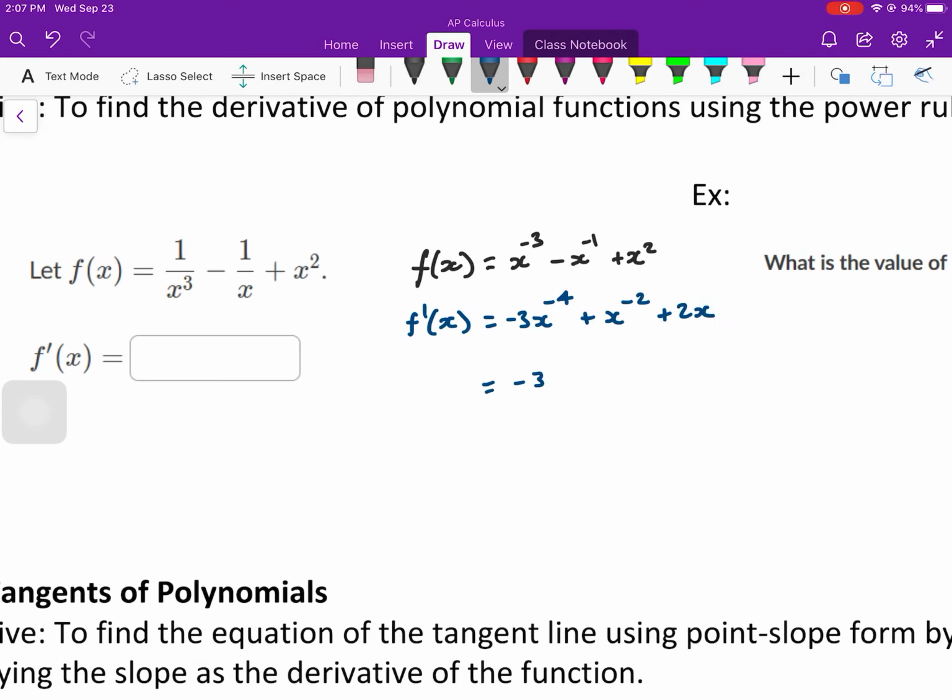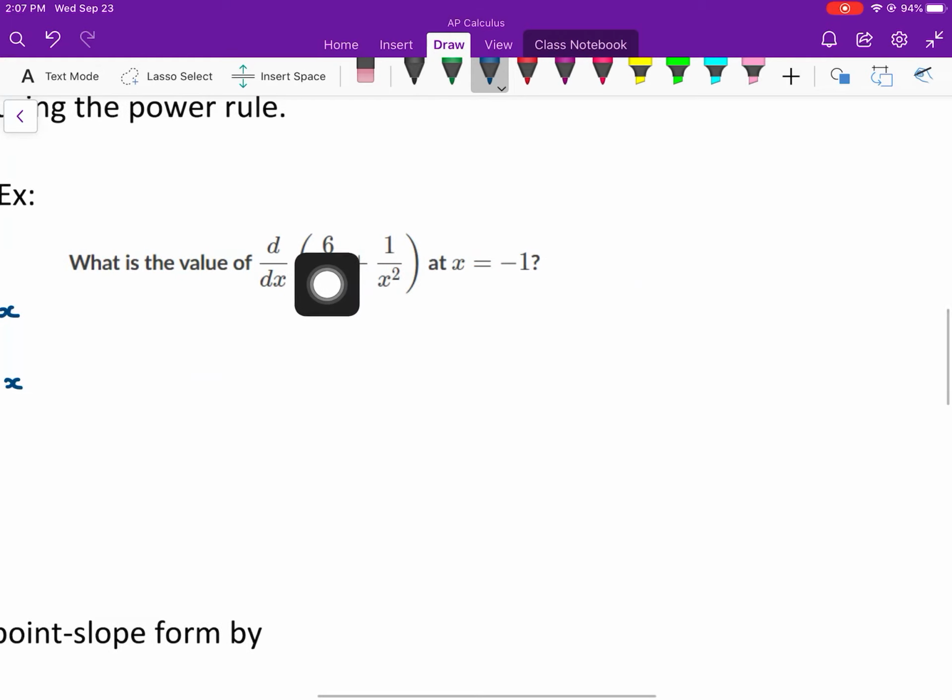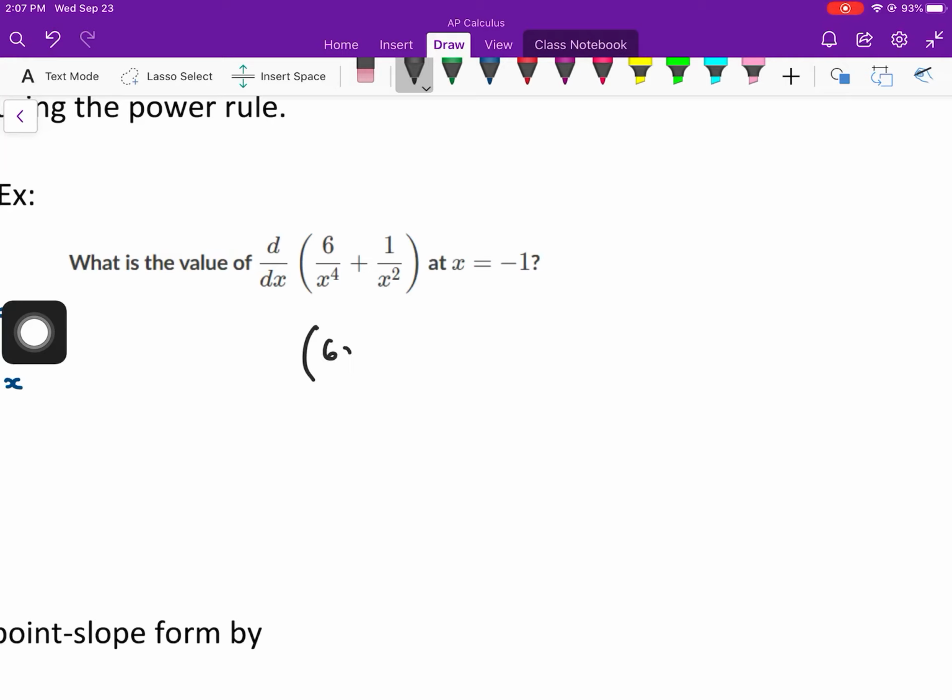And then we can rewrite that so it becomes negative 3 over x to the 4th plus 1 over x squared plus 2x. So this is the same thing. We're just going to rewrite this: 6x to the negative 4 plus 1x to the negative 2.